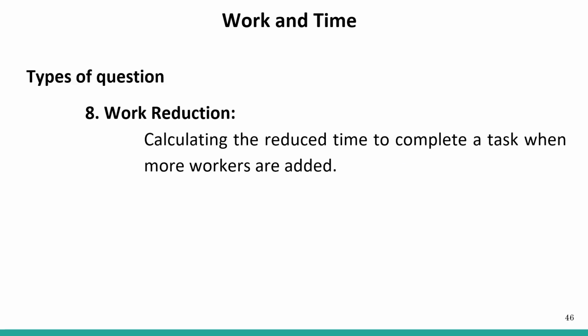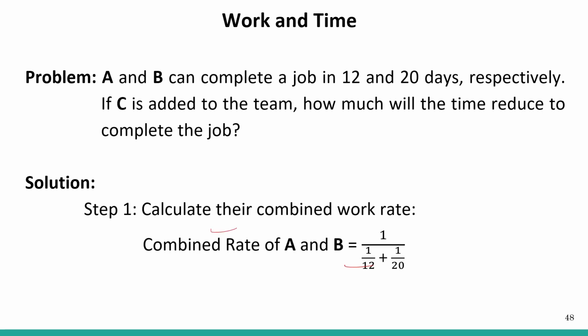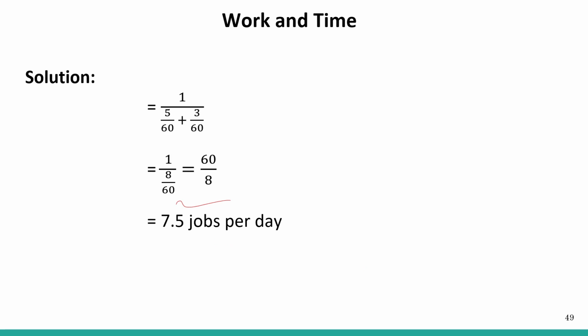So let's see the 8th kind of question, that is on work reduction: calculating the reduced time to complete a task when more workers are added. If A and B complete a job in 12 and 20 days respectively, if C is added to the team, how much will the time be reduced to complete that job? Step 1 is to calculate their combined work rate. The combined work rate of A and B is equal to 1 by 12 plus 1 by 20. So this is equal to 60 by 8, so 7.5 jobs per day.